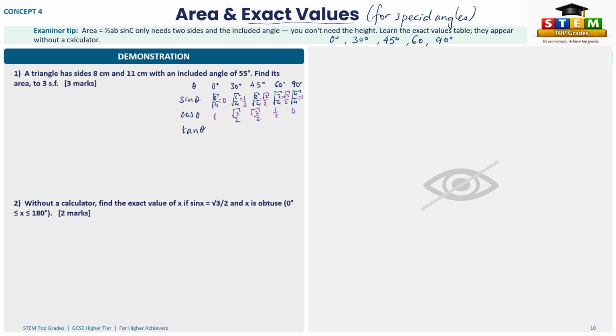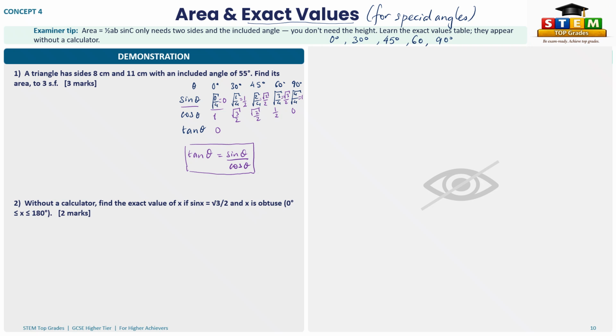One thing you need to know for the next one: tan theta is actually sine theta over cos theta. That's something you need to remember as a formula, because it's going to help you in many cases. If you divide sine theta by cos theta, 0 divided by 1 is 0.